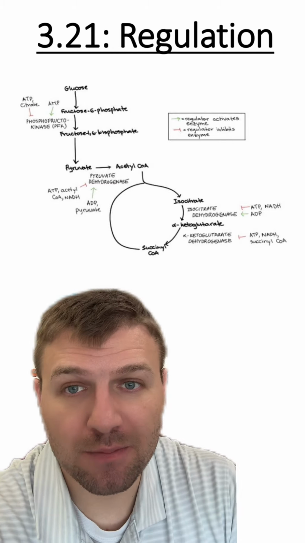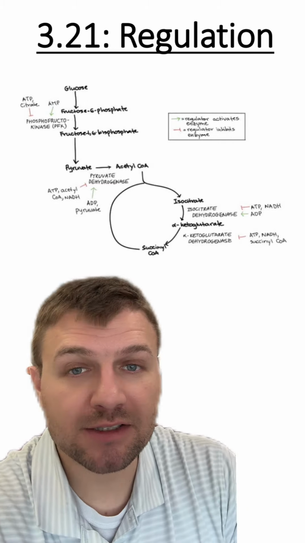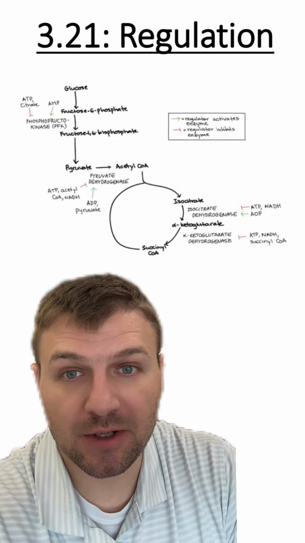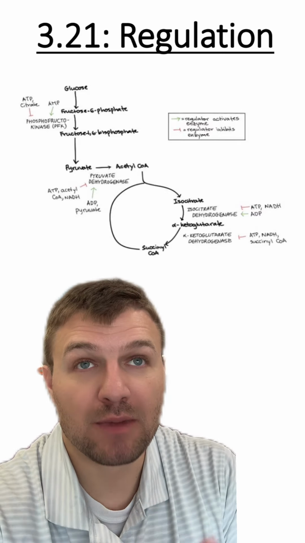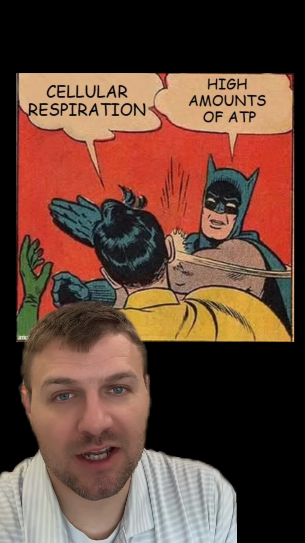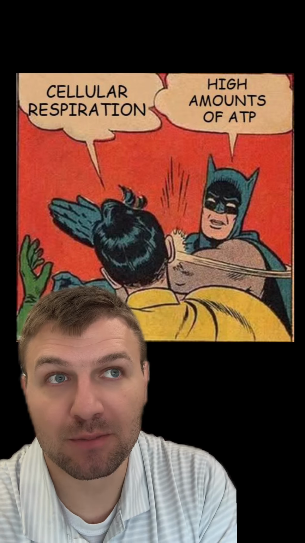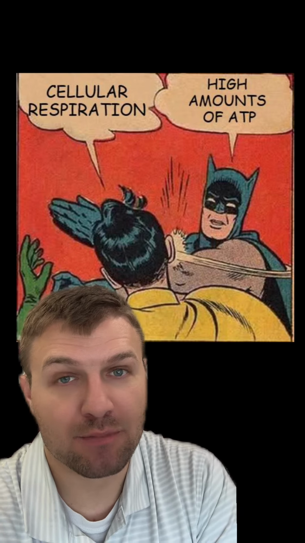And there are other processes that are regulated through their products and reactants, but basically what happens here is just cellular respiration is regulated to make sure that we're not producing too much ATP. Pretty good meme here: cellular respiration, high amounts of ATP. Yeah, it's going to stop cellular respiration because again, if we have enough ATP, why keep on producing more if it's just going to hydrolyze and break down on its own?